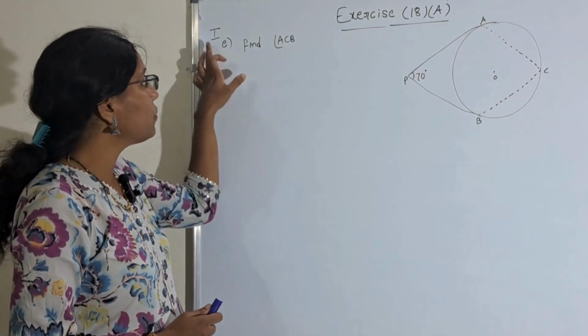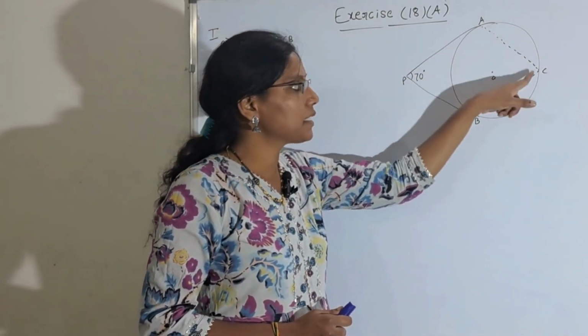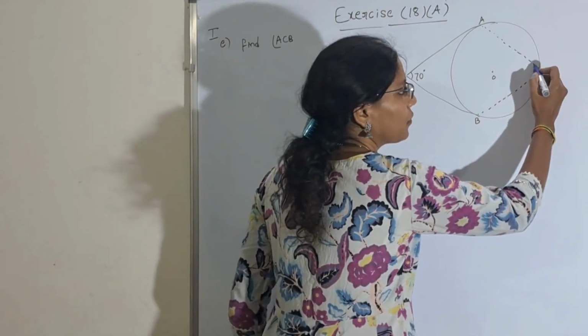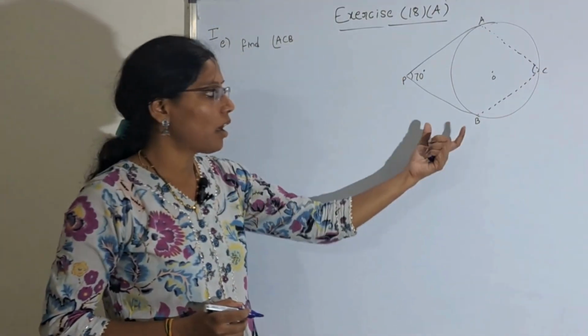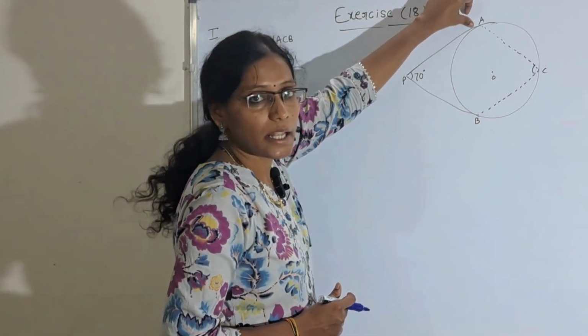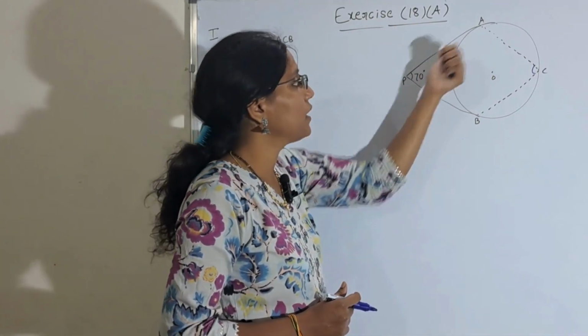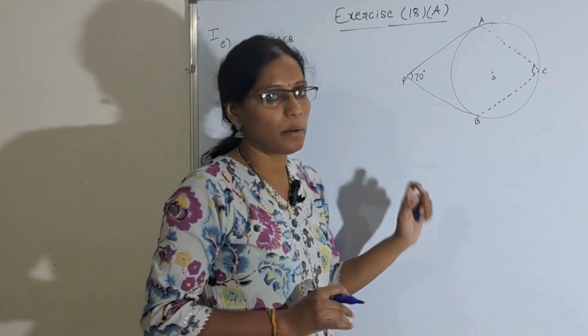And last MCQ in first main. Here we have to find out ACB. This angle we have to find out. First, what they have given in this diagram, that part we have to see. Here PA is a tangent of the circle and PB is also a tangent of the circle. PA and PB both are equal, it will come.